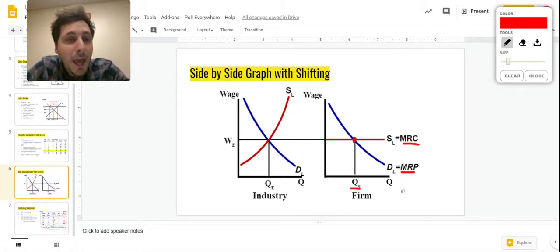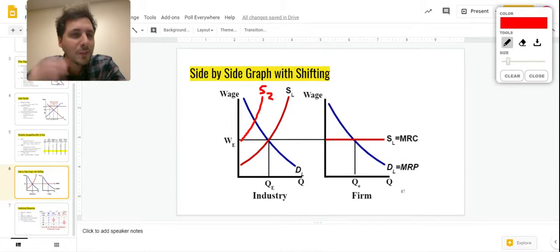Now, what happens if there's a shift in one of these curves? So let's try this out. Let's say that supply goes down. Individuals are supplying less of their labor to this marketplace, okay? So we do this by shifting supply to the left, S2, right? So supply is going to the left. Any shift is going to happen in the marketplace first, because then this firm takes their cue from the marketplace. So when that happens, our wage has gone up to, we'll call this wage 2.